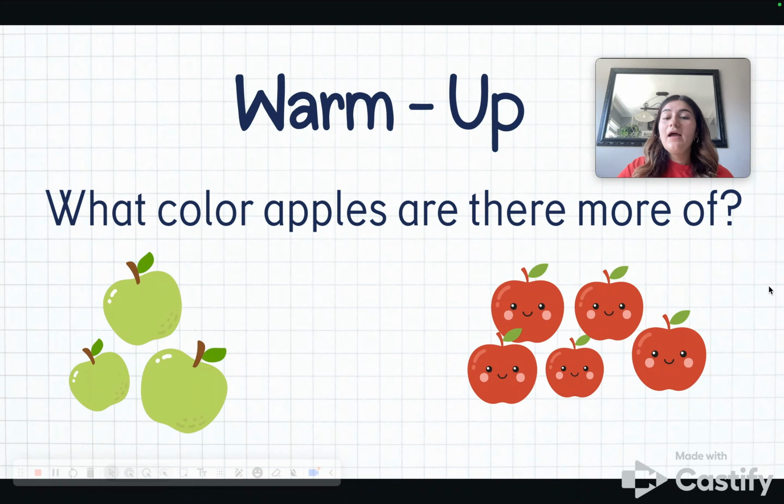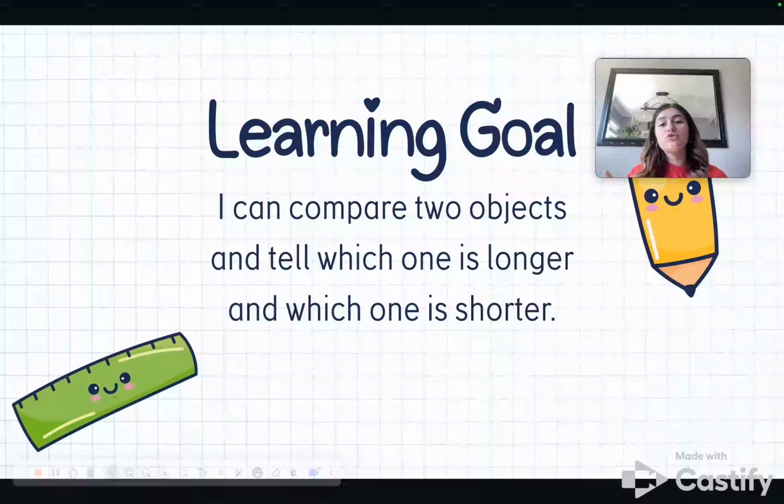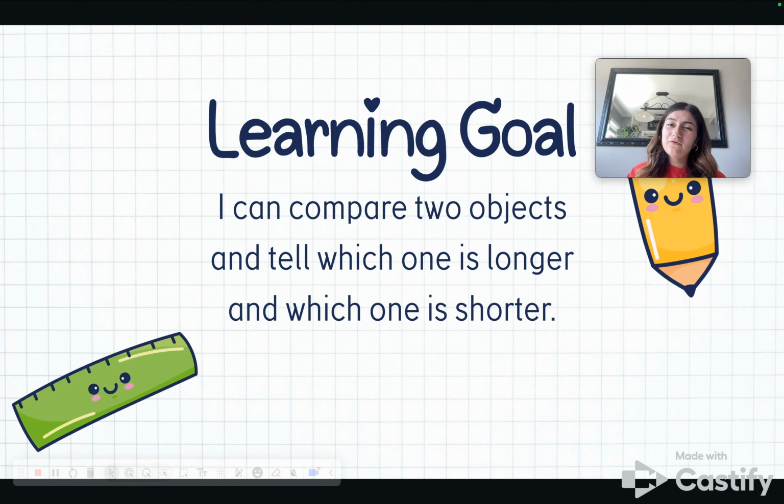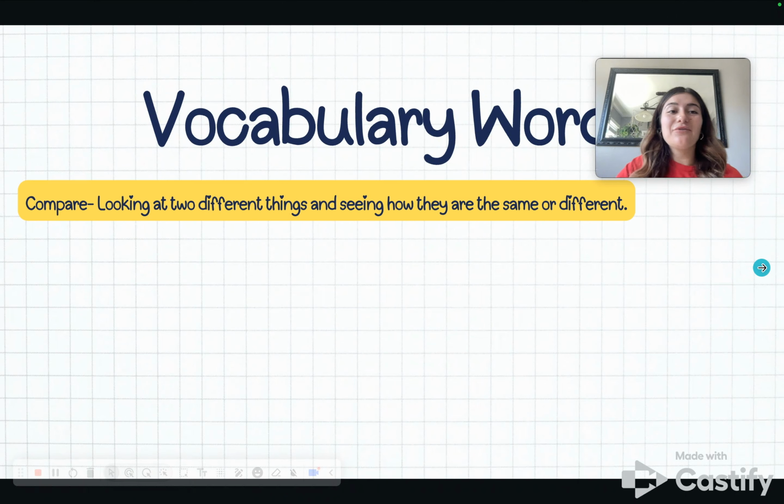Good job. Now, we're going to look at other ways mathematicians can measure things. So, our learning goal for today is I can compare 2 objects and tell which one is longer and which one is shorter. But what do some of those words mean? So we're going to start by talking about some important math words that we're going to use throughout this lesson. So the first word is compare.